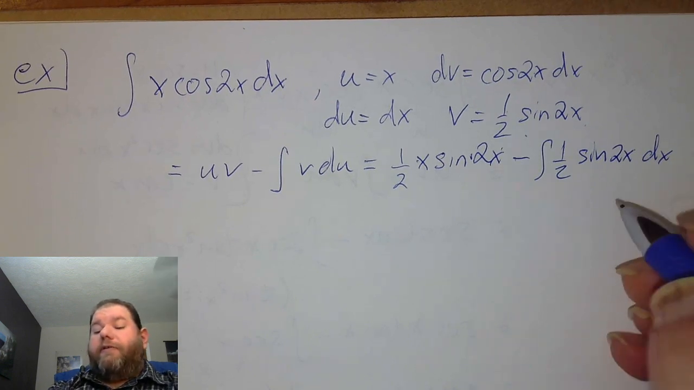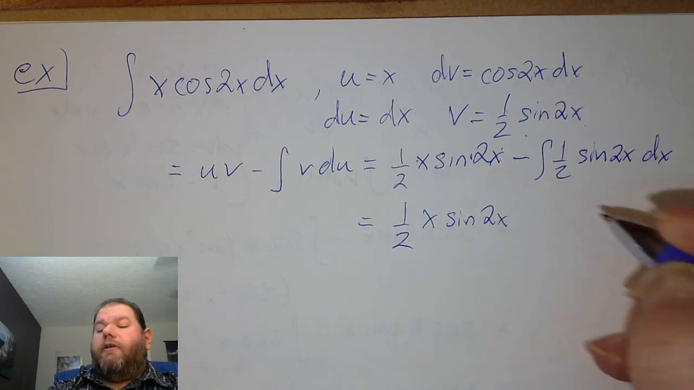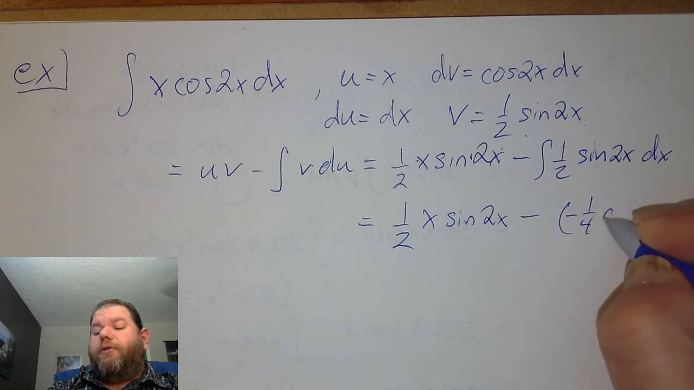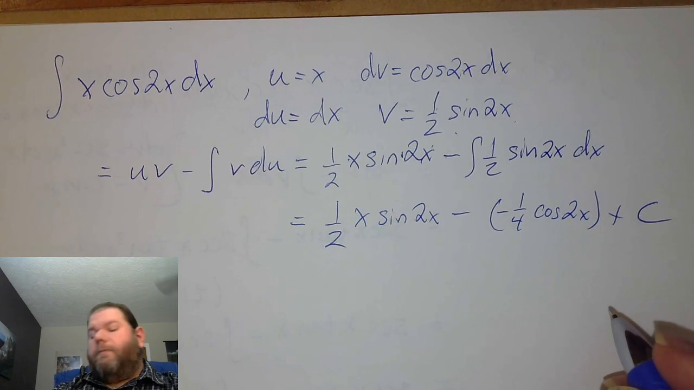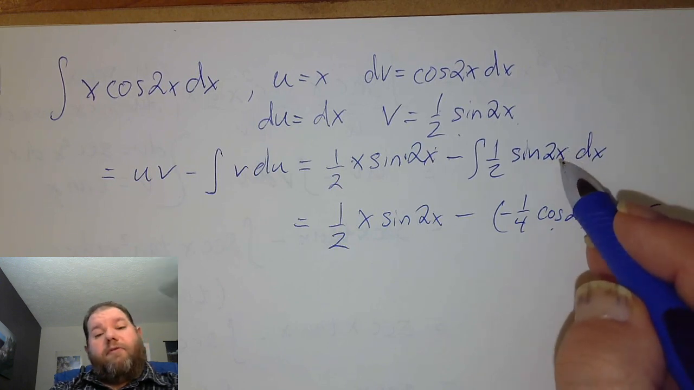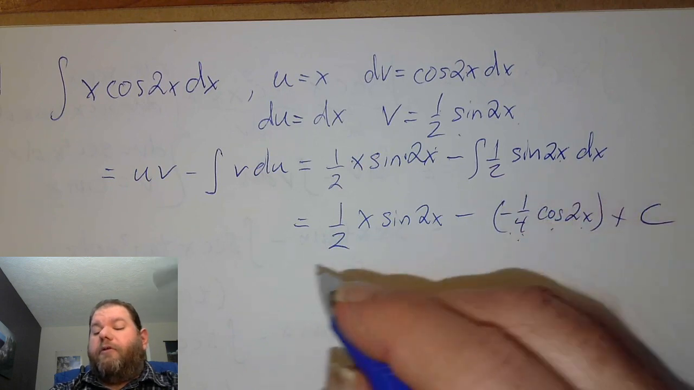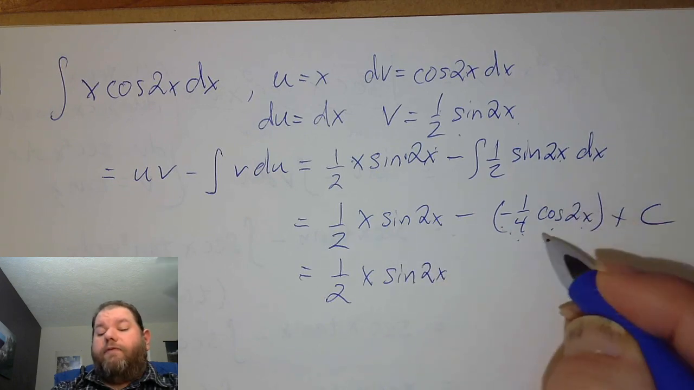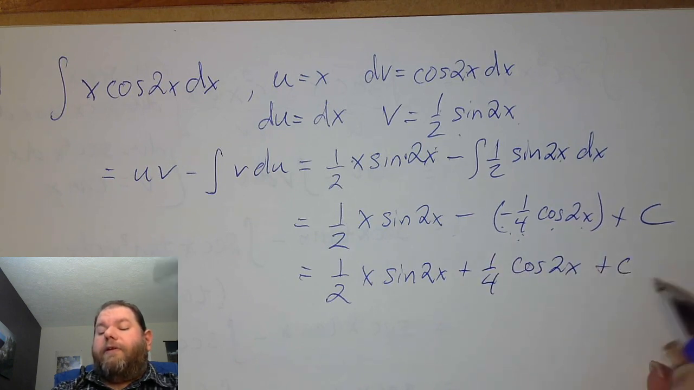Okay, now we just have to complete this integration over here. So 1/2 x sine 2x minus, and then the integral of 1/2 of sine 2x will actually be a negative 1/4 cosine of 2x. So the integral of sine is negative cosine. Keep the angle the same. But since the derivative of the angle is 2, we divide by 2 when we integrate, which makes that a 4 on the bottom instead of a 2. So one last rewrite of the answer, 1/2 x sine 2x. This will be a plus 1/4 cosine 2x. And of course plus c.